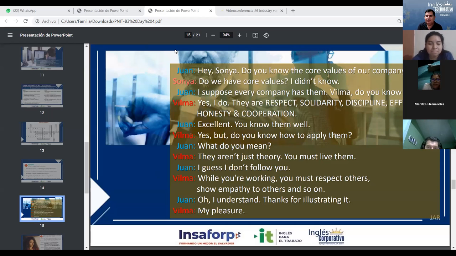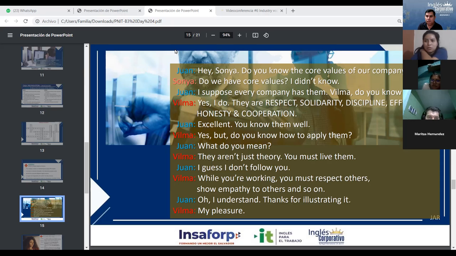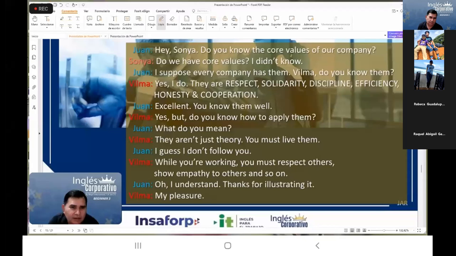Hey, Sonia, do you know the core values of our company? Do we have core values? I didn't know. I suppose every company has them. Vilma, do you know them? Yes, I do. They are respect, solidarity, discipline, efficiency, honesty, cooperation. Excellent. You know them well? Yes, but... working, you must respect others, show empathy to others and so on. Oh, I understand. Thanks for illustrating it. My pleasure.